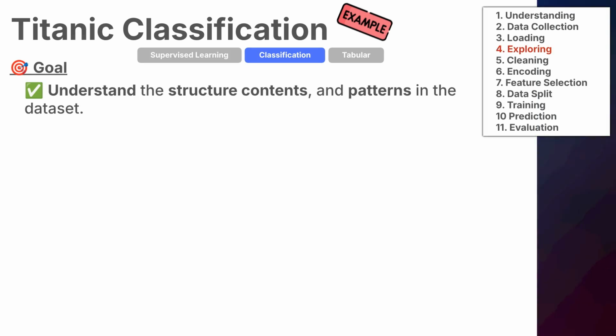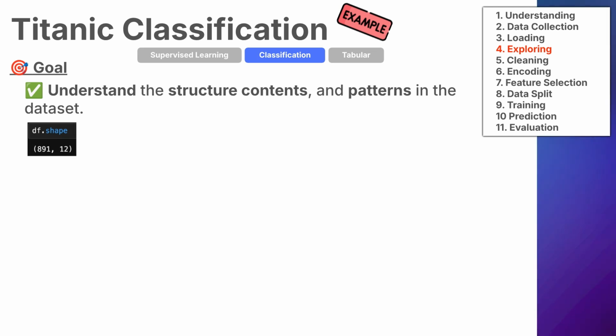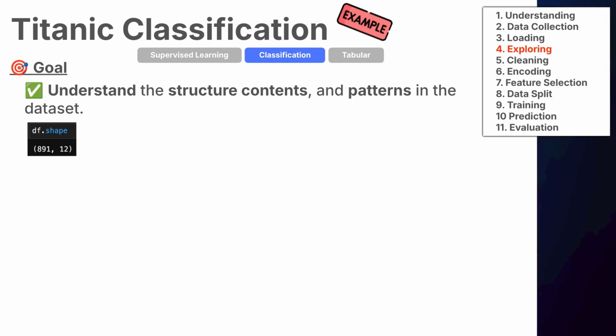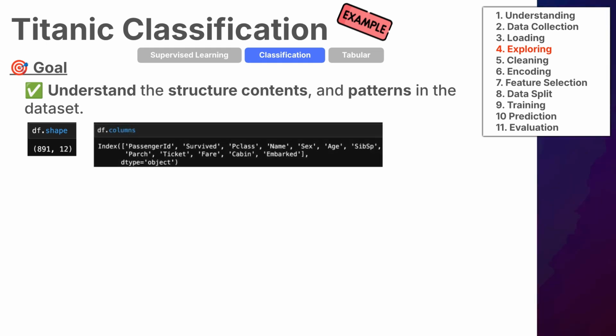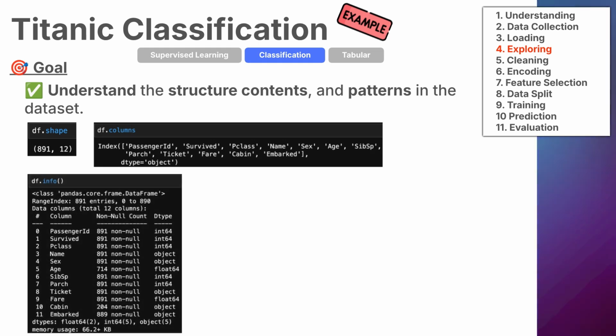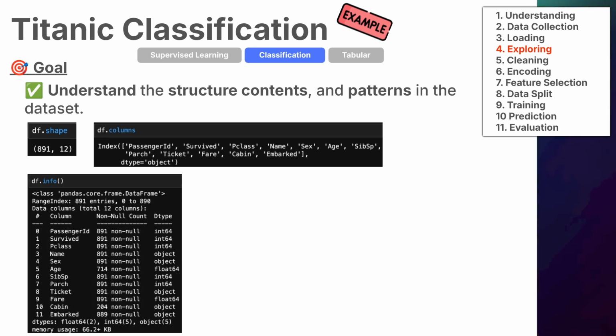4. Exploring the data. The goal is to understand the structure of the dataset. For example, by using the shape method, you can understand how many rows and columns there are. In this case, 891 rows and 12 columns. The columns method shows what each column is called. The info method tells you the data types of each column and whether any values are missing.